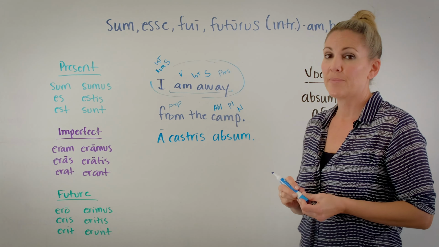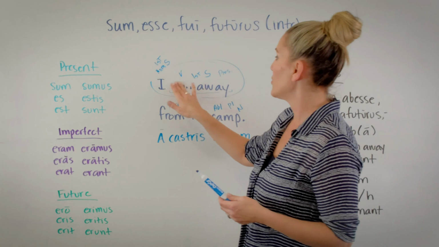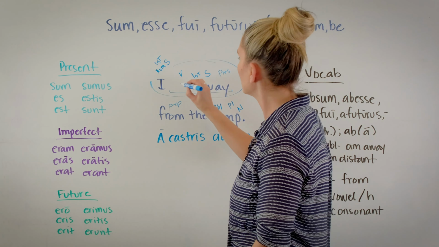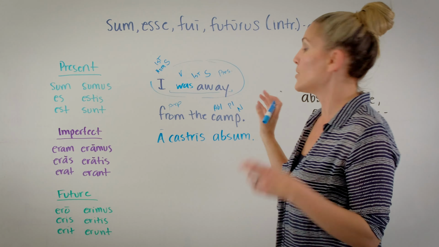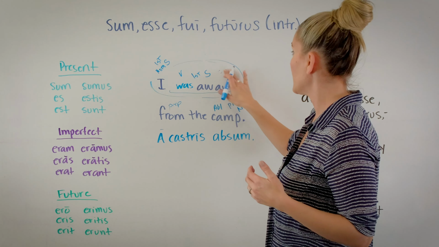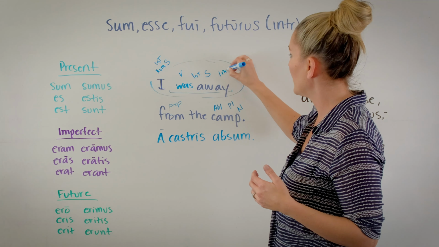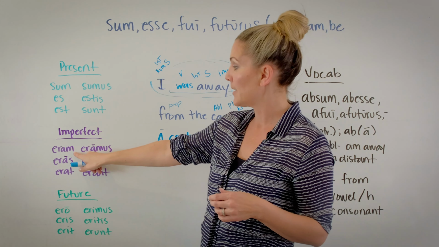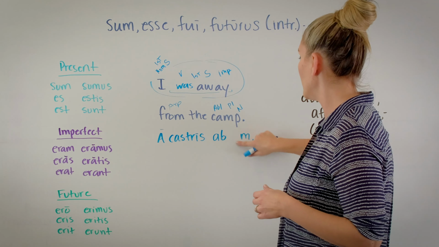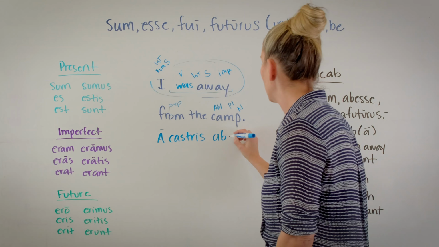A castris absum. That's what that would look like. Now, if I change this to was away, it is no longer present. Now it's imperfect tense, right? It was happening in the past. So absum would now change to the first person imperfect, eram. So it wouldn't be absum anymore. It would be aberam.